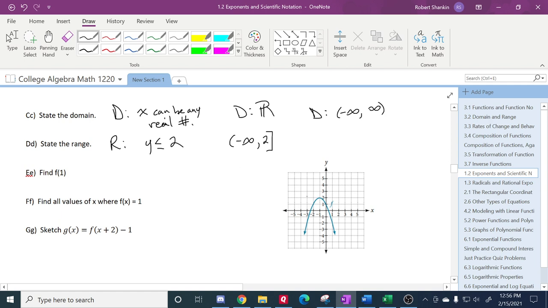Find f of 1. We just look at 1 and we say, what's the corresponding output? Negative 2.